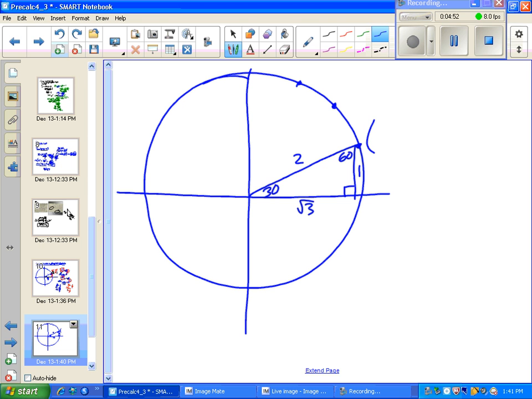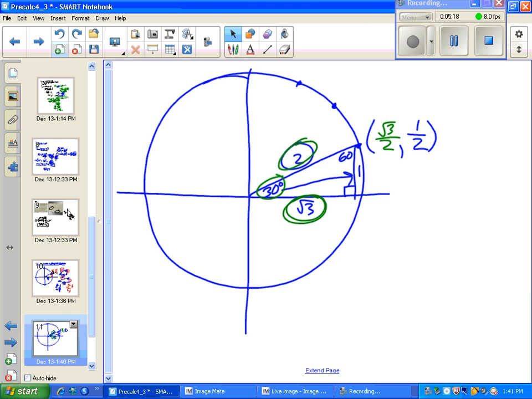So here's how I like to think about it. The sine of 30 degrees: sine is opposite, the y value, over hypotenuse. 1 over hypotenuse 2. That's my sine, that's my y value. Cosine of 30 degrees is adjacent, my x value here, over hypotenuse 2. And I can do this for each one of these.